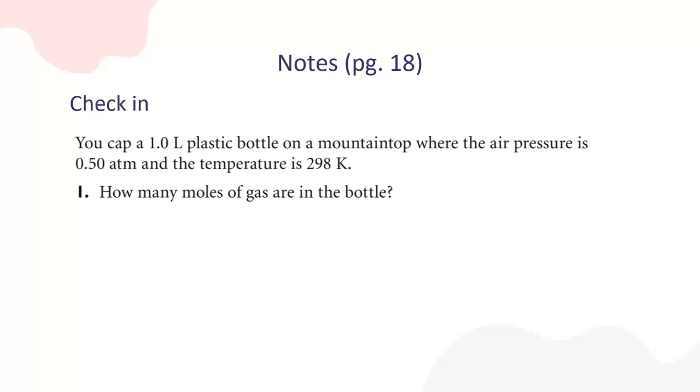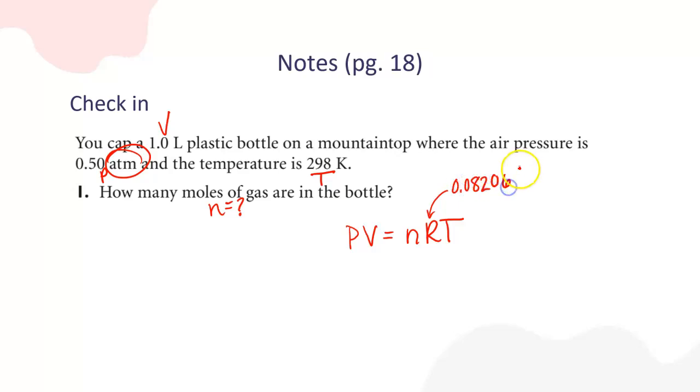So here we go. Let's do a practice problem. You cap a 1 liter plastic bottle on a mountaintop where the air pressure is 5 atmospheres and the temperature is 298 Kelvin. How many moles of gas are in the bottle? So here's my V, here's my P, here's T, and then moles of gas is N, and that's my unknown. Okay, so that tells me I'm using the ideal gas law. And my R has to be the one that contains atmospheres. So my R is going to be 0.08206 because that is the one that had atmosphere.